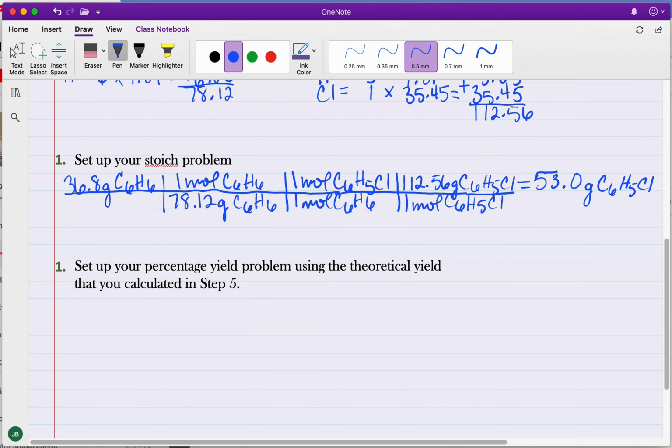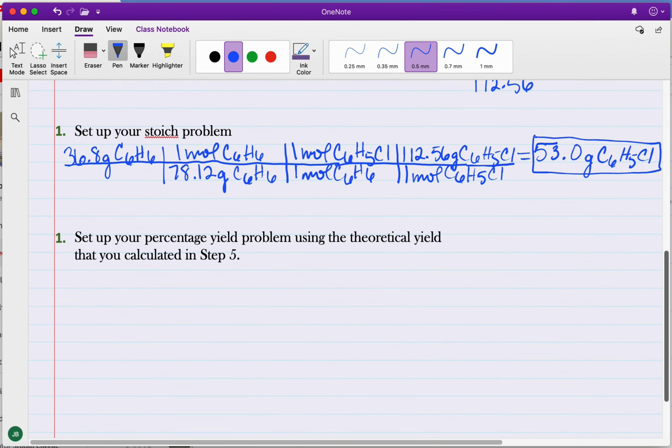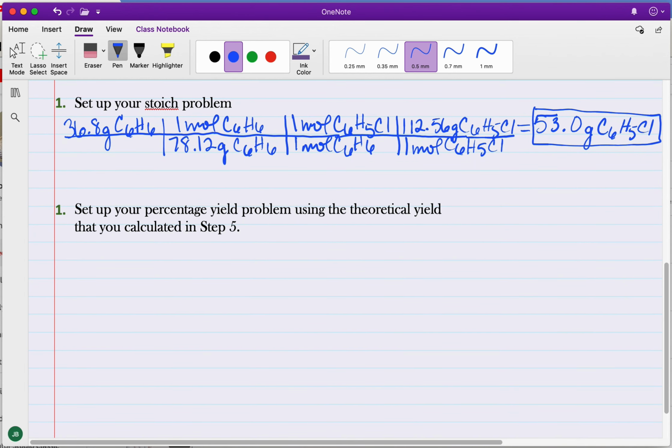Now, once again, don't forget about sig figs. So we have 3 sig figs in our final answer, just like we have 3 sig figs in our given. All right, so this is how much chlorobenzene will be made when you have 36.8 grams of benzene. Now we need to go ahead and do the percent yield.